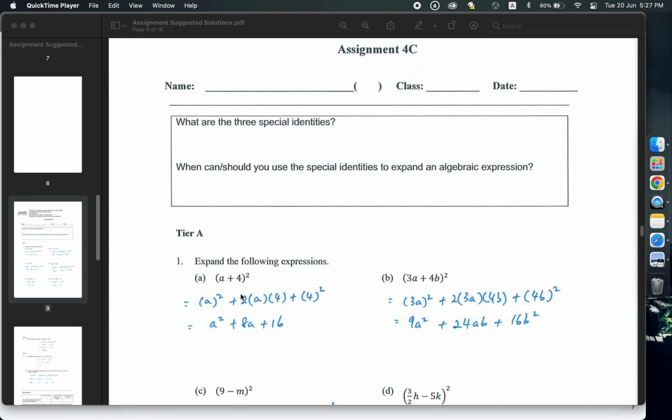So we have (a + 4) squared. Using the special identity we have a squared plus 2a times 4, plus 4 squared, so a squared plus 8a plus 16.